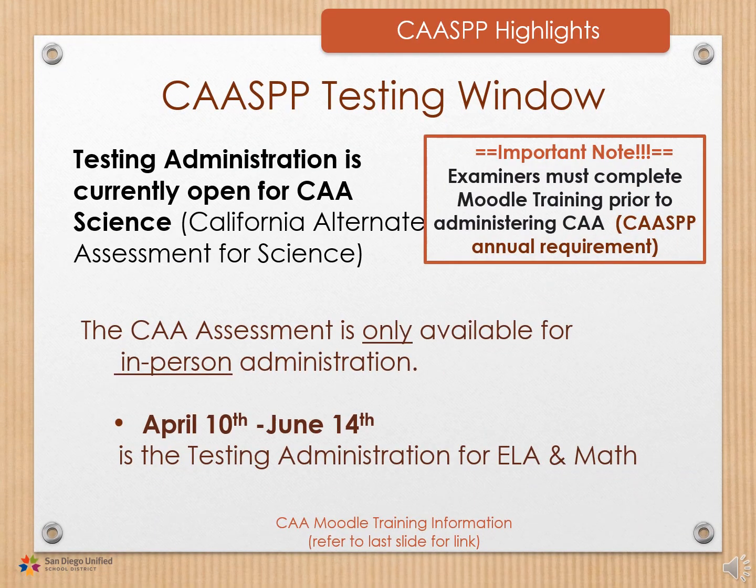The CAA for Science is currently open and available to administer. The CAA assessment is only available for in-person administration. The CAA for Science embedded performance tasks are intended to be administered shortly after students receive the related science instruction rather than all in one day or even over several consecutive days. Prior to administration, educators must complete the Moodle training. CAA for ELA and Math will be available to administer April 10th through June 14th.